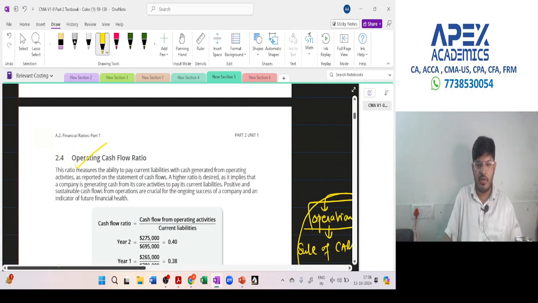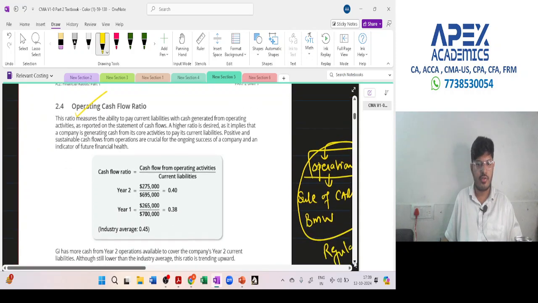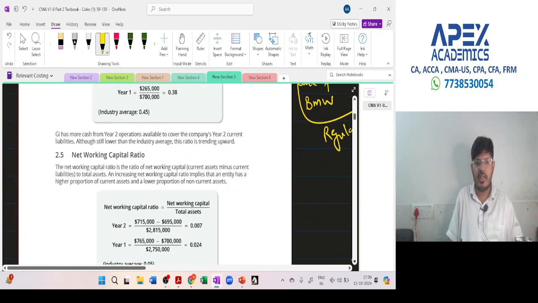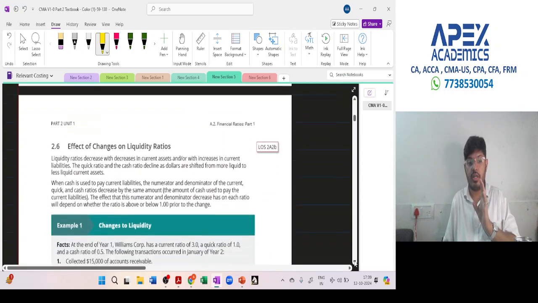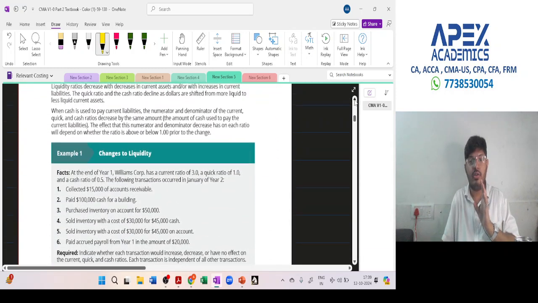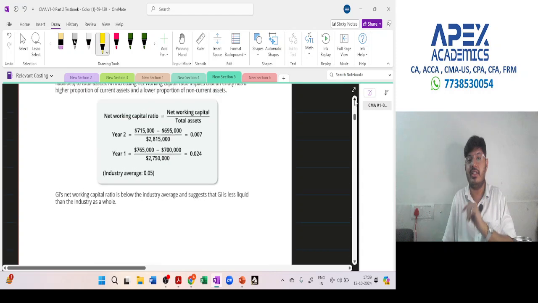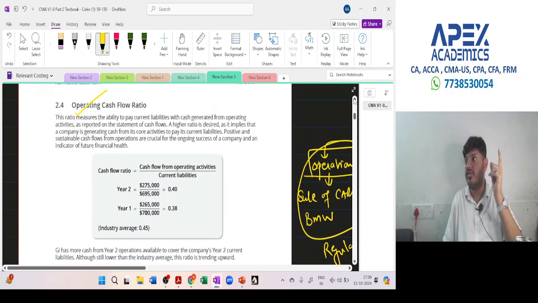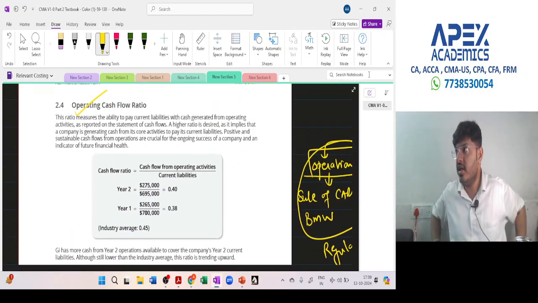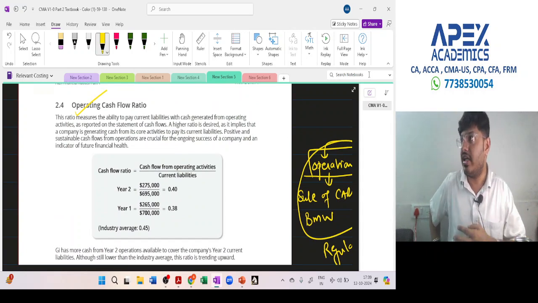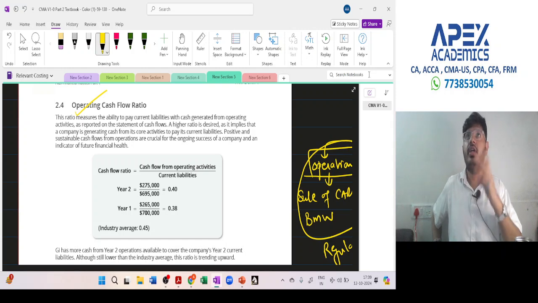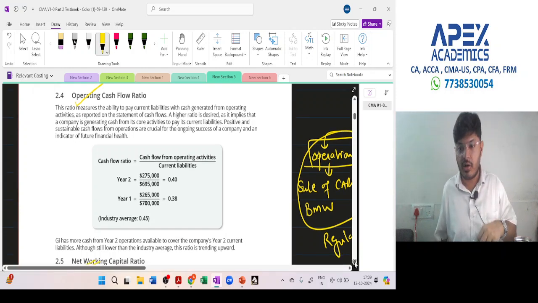The next ratio that you are going to learn is the net working capital ratio. Net working capital ratio and net working capital are two different things. See, over here, they have directly gone into effect of changes. I'm not interested in that in this discussion because that is an MCQ discussion. This is a concept lecture. For MCQs, we will do them wholesale later. Right now, understand that this is a concept lecture.